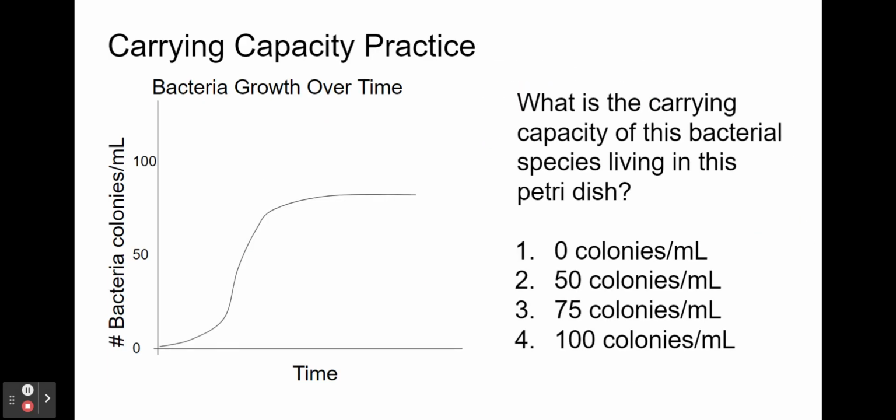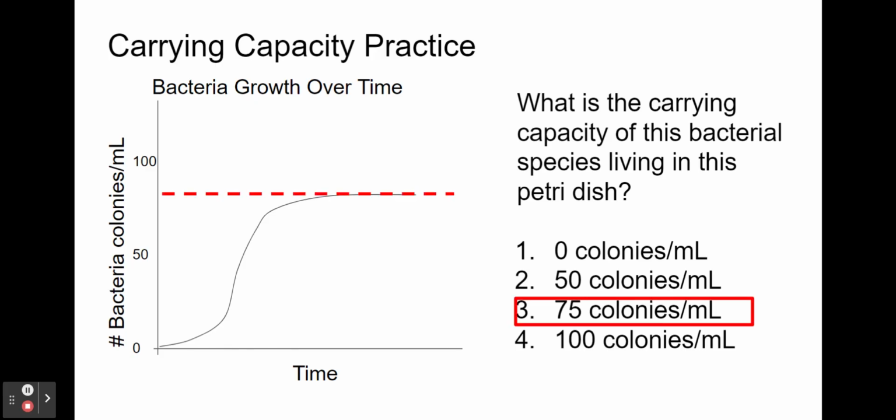Practice. What is the carrying capacity of this bacterial species living in this petri dish? Is it 0 colonies per milliliter, 50 colonies per milliliter, 75 colonies per milliliter, or 100 colonies per milliliter? Pause the video, decide on your answer, press play when you're ready.